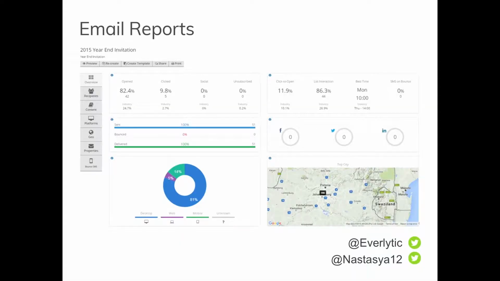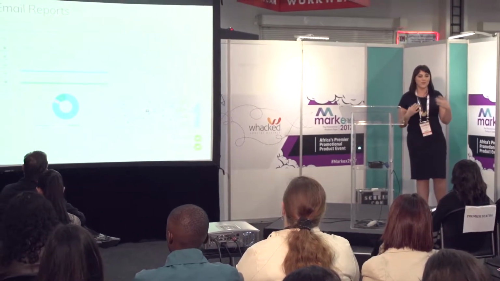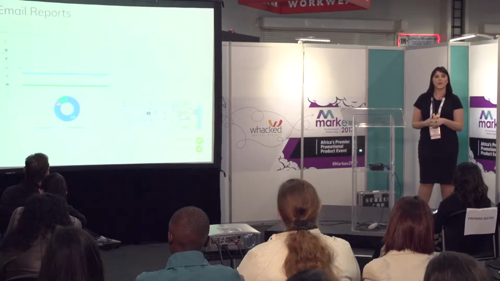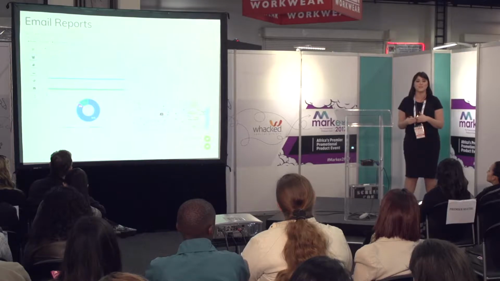Okay, so this is what I was talking about when I was saying Everlytic can help you decipher where your mails are being read. You can also look at the device being used and the geographical area. So you need to use this data and mine it to be able to say, right, okay, relevant information is what I want to be sending my clients. How can I use these stats to make sure what I'm sending them is relevant?